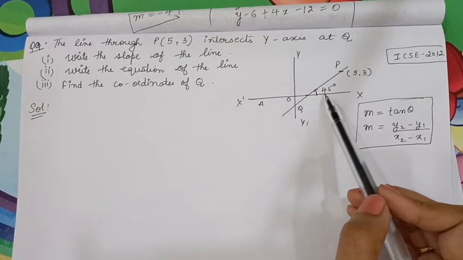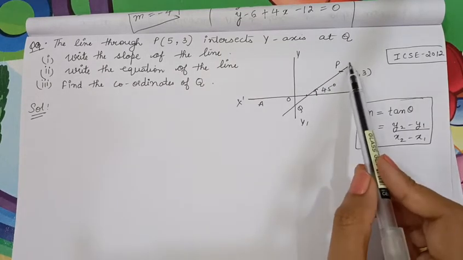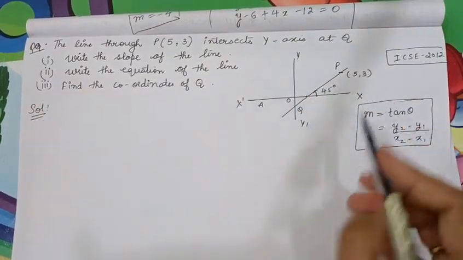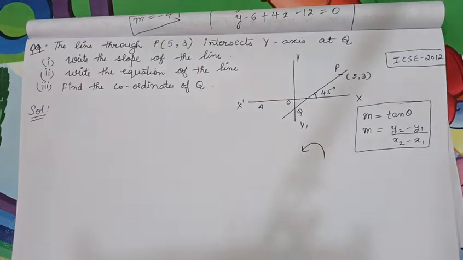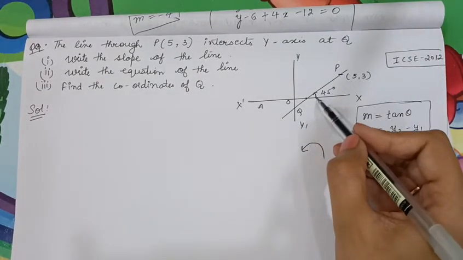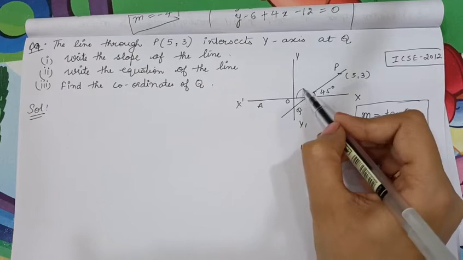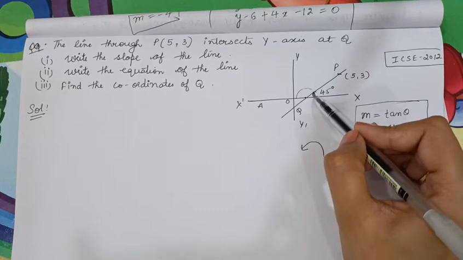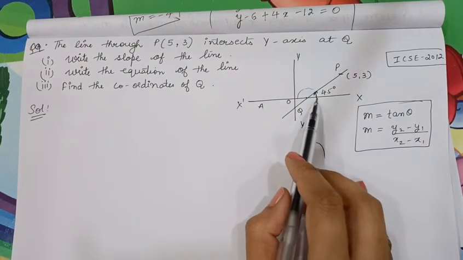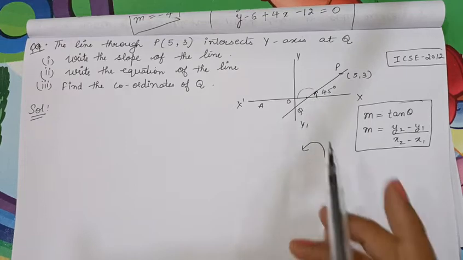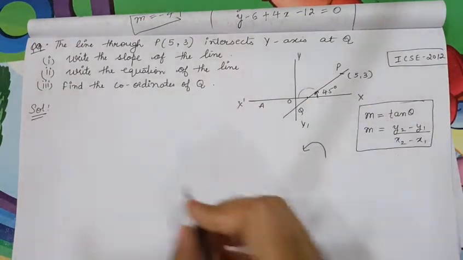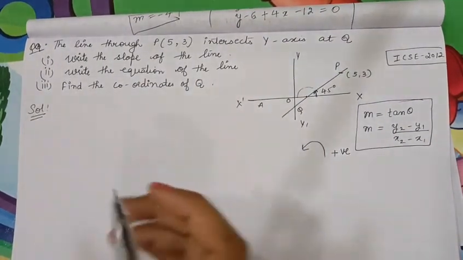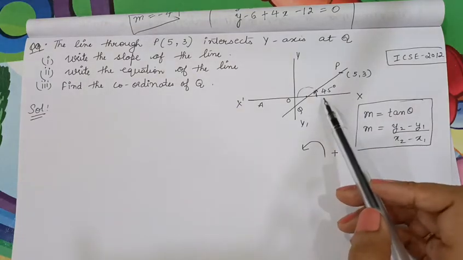You can clearly see the angle is given to us. This line is making an angle of 45 degrees with the x-axis in the positive direction. Positive direction means anti-clockwise direction. When we start from the x-axis and go towards the line, it is in the anti-clockwise direction, which is the positive direction. So that means the angle is given to us as 45 degrees.